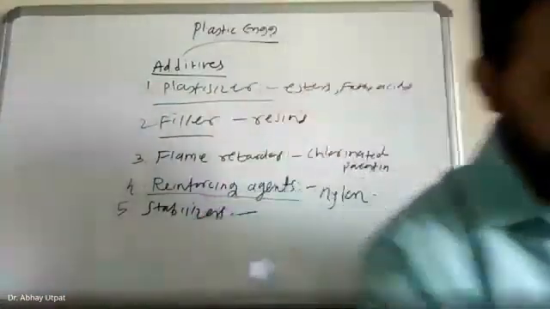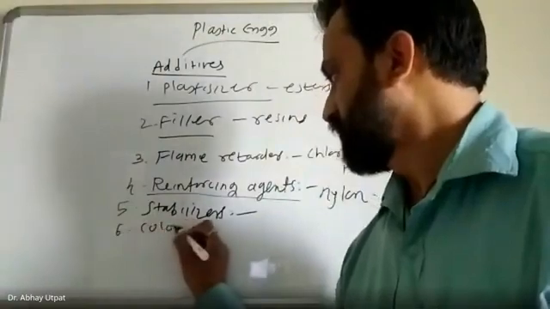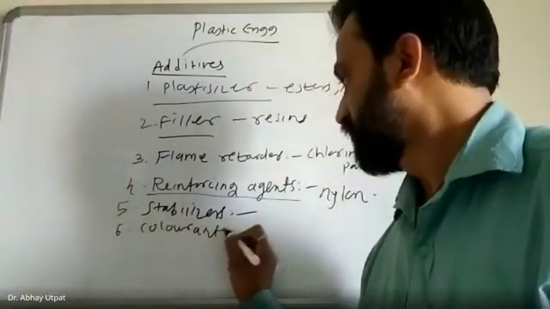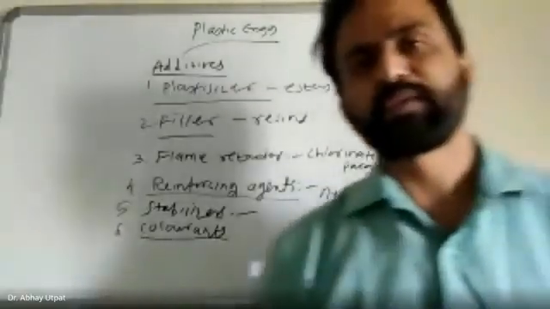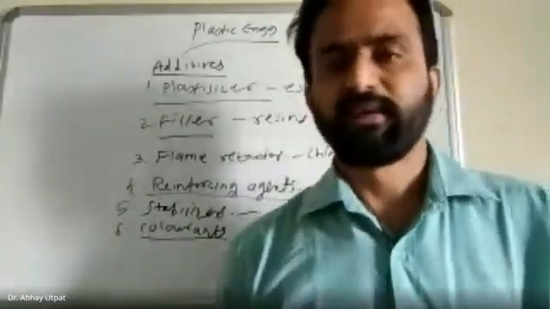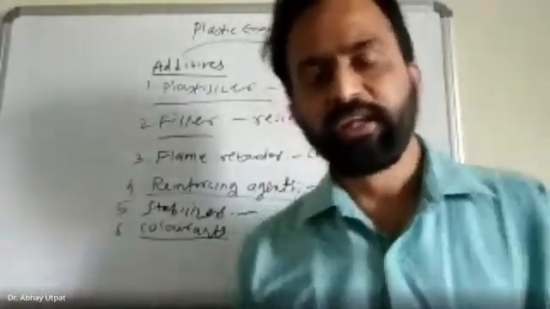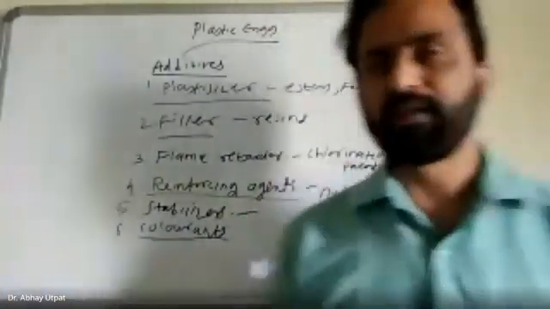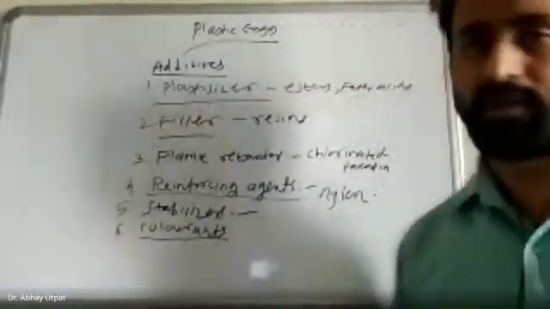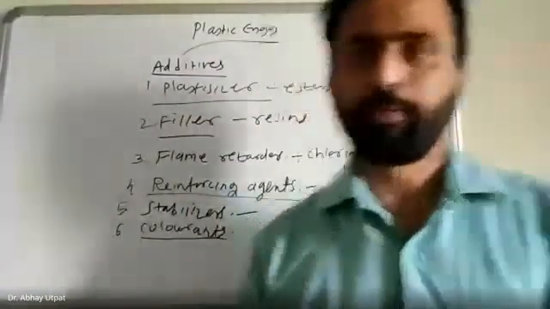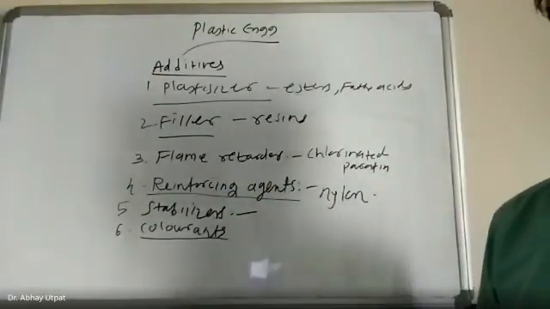Then colorants. Colorants, a very simple thing: to give the desired color to the plastic. These are the dyes which are added. That's why you get red, blue, green, any type of lavish colors in the plastic by the addition of these colors. Colorants are used to give a good aesthetic look to the plastic.